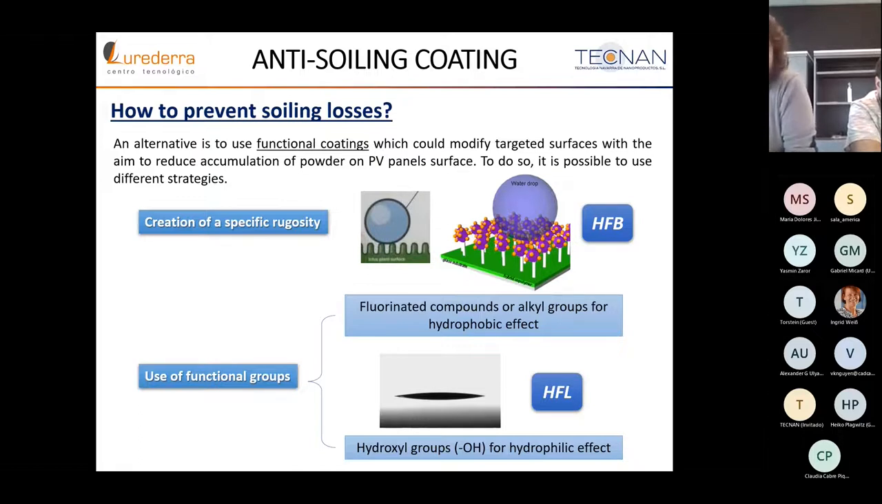On the other side, we can use different functional groups with the aim to obtain the opposite effect, the hydrophilic effect, in which the contact between the water and the surface is enhanced with the aim to create a curtain of water that drives dust to the bottom of the module. Moreover, this hydrophilic effect can present electrostatic forces that eliminate dust from the surface, avoiding this contact. From now on, Jesus will show you in more detail the results obtained within the Super PV project.